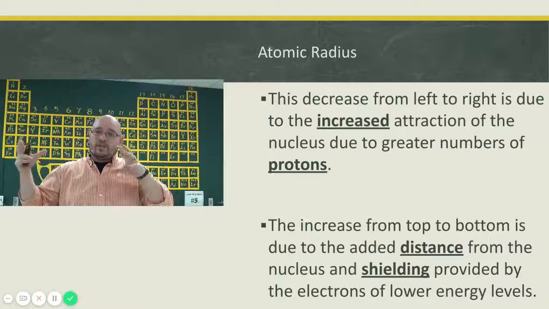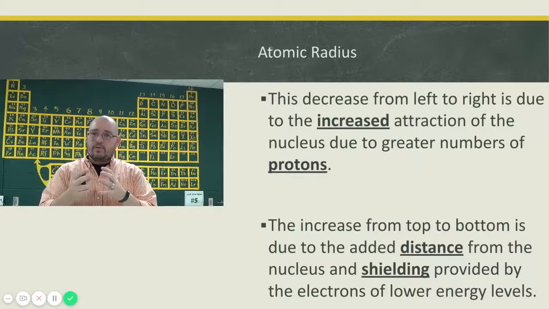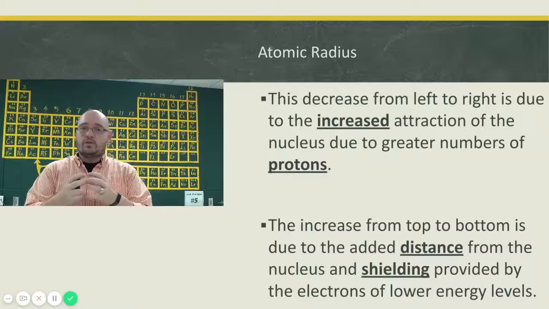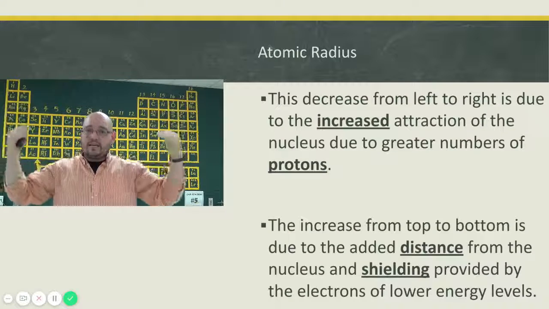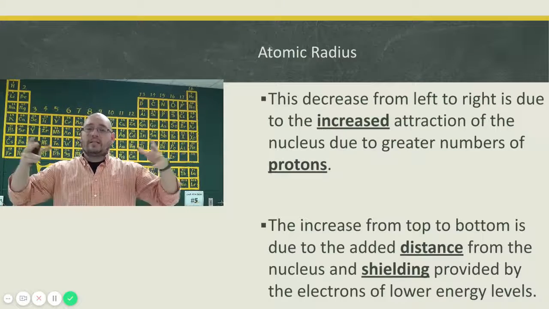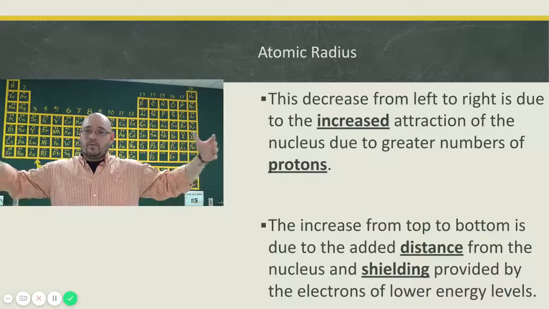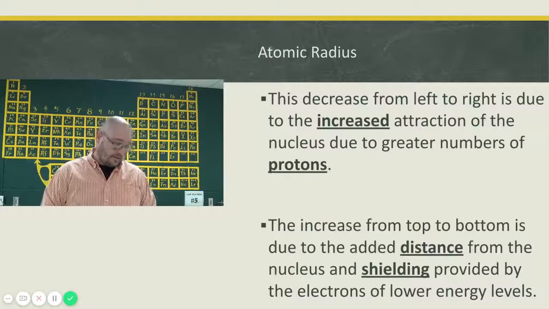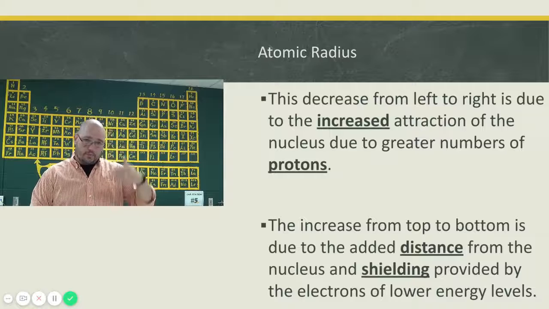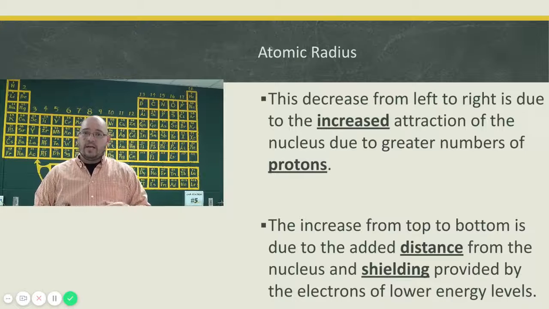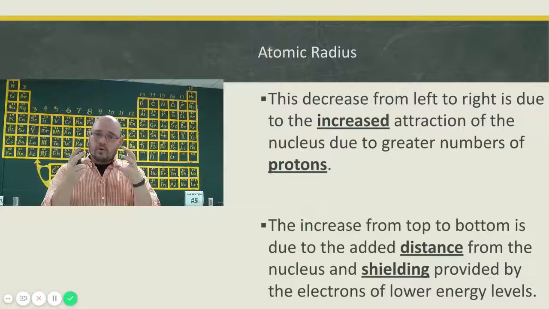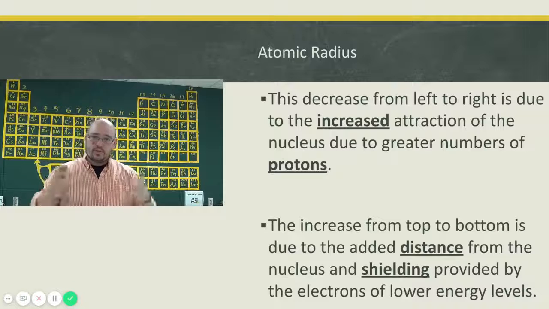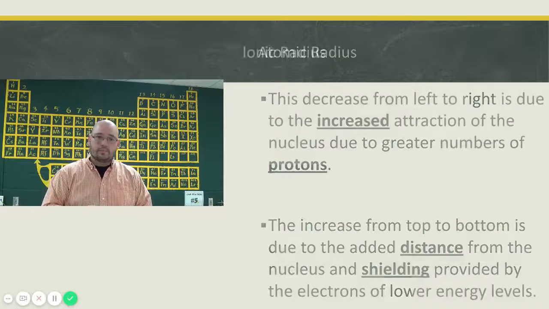So even though the attractive force is getting greater by adding protons, you're also increasing the distance because you're adding a layer. So as you move down the periodic table, you're adding a layer every row that you add. And so the atom gets bigger and bigger as you move down the column. As you move across the row, the protons pull on those electrons more, and they pull them in. The nuclear attraction pulls them in a little bit more.